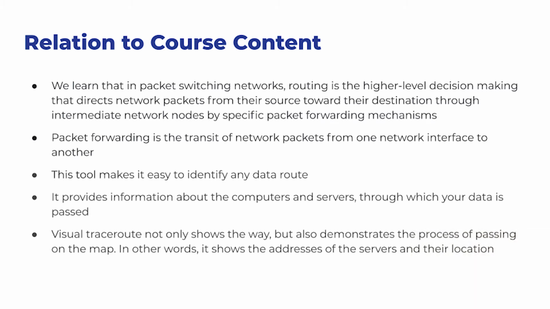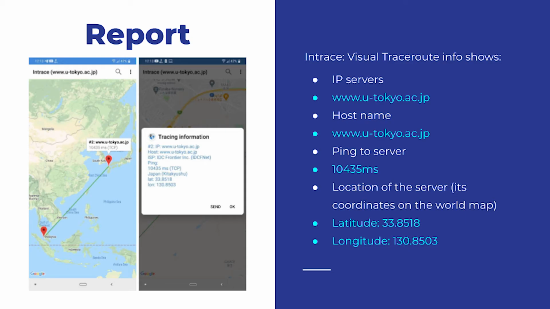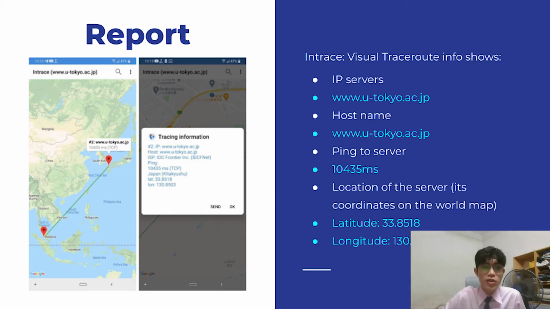And lastly, the visual trace route not only shows the route, but also the process of passing on the map. In other words, it displays the server addresses as well as their location. All the details that are included on this app are the IP servers, the host name, the PingTools server, and the location of the server, which includes the coordinates on the world map.